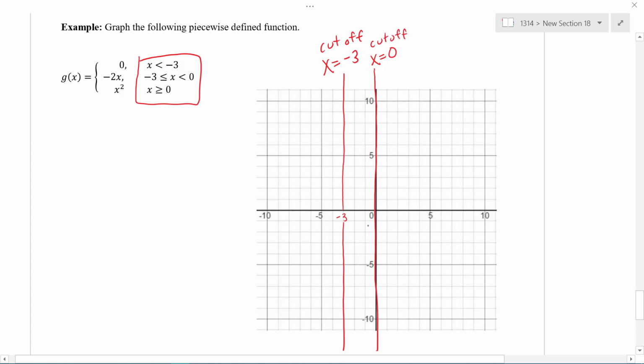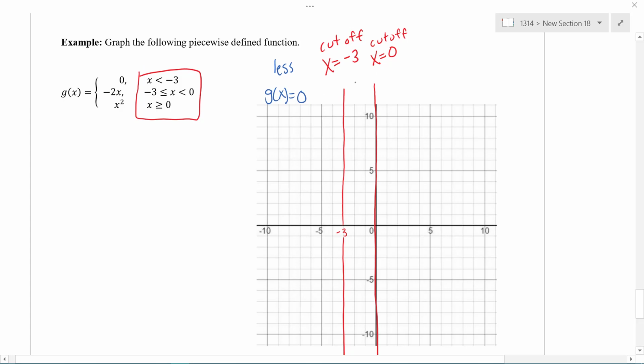Alright, now we need to decide which equations are used where. Our top equation, 0, is good for x values that are less than -3. Remember, less than means left of. So left of -3, so left of that vertical line for the x equals -3 cutoff x value. So we're going to graph g of x equals the equation 0 to the left of -3. Okay, what about in between -3 and 0? We're going to graph -2x. So in between, we're going to graph g of x equals -2x. So that equation is going to go in between those two lines.